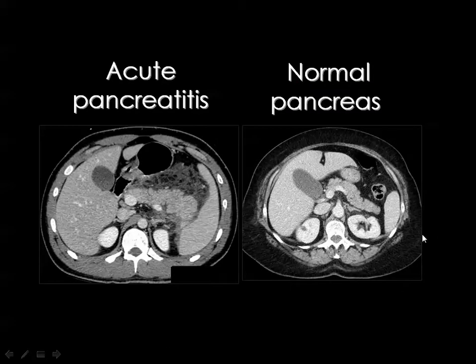The peripancreatic fat planes should be clear, as you can see here. But if you see that the pancreas is swollen and the peripancreatic fat planes are dirty or stranded or smudged, then you assume that you are dealing with a case of acute pancreatitis. We have a separate lecture for imaging of the pancreas, where I will explain this in detail.